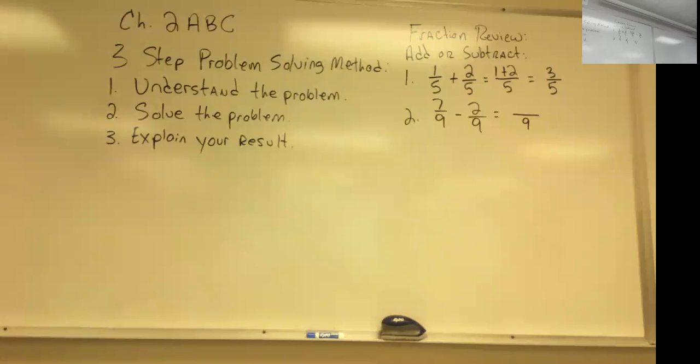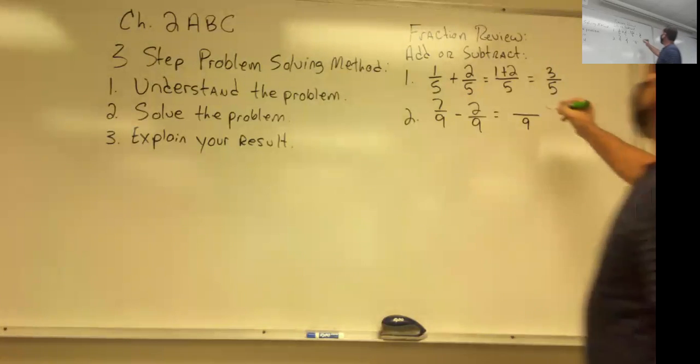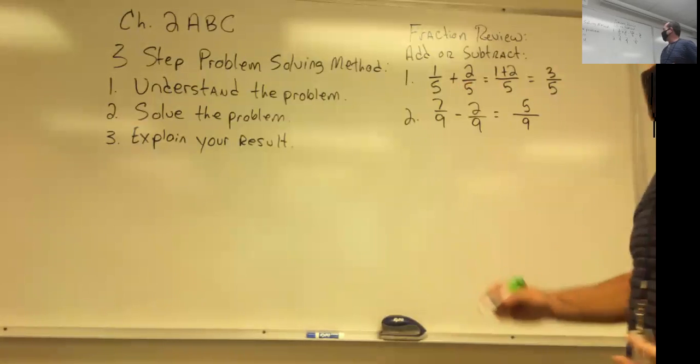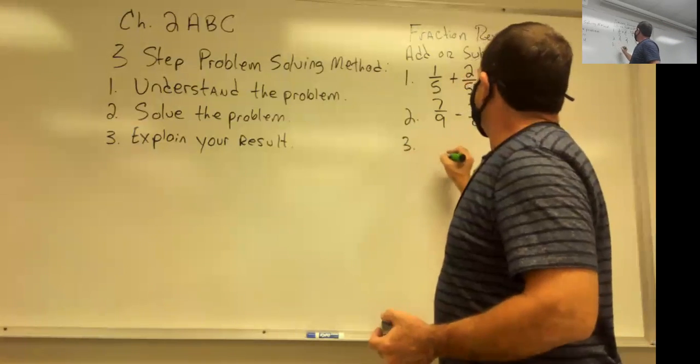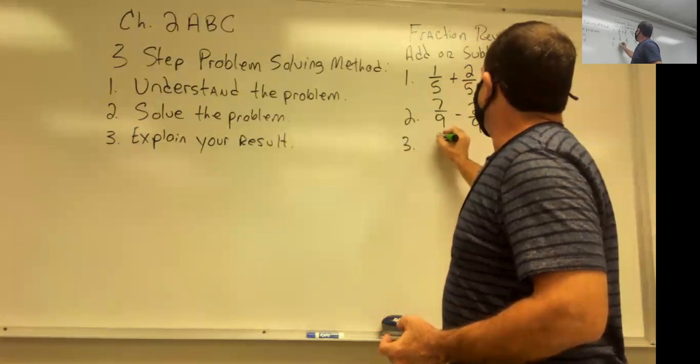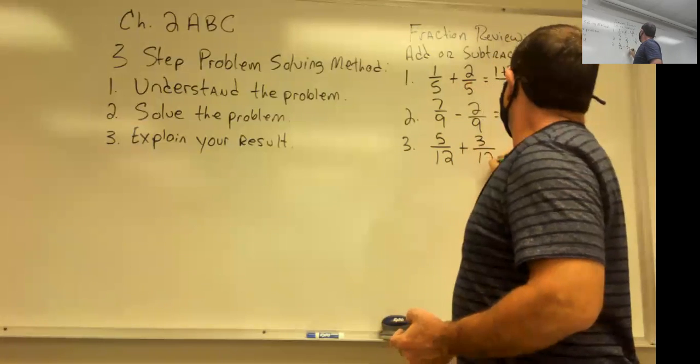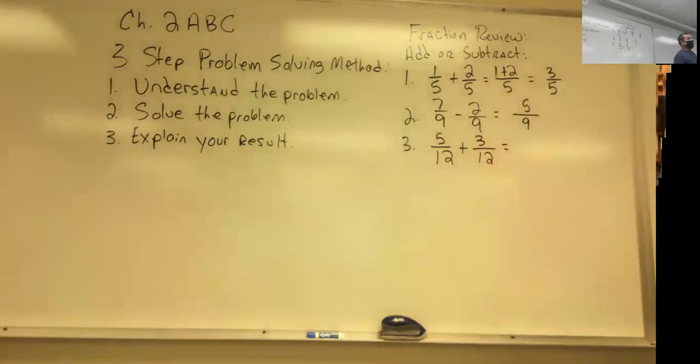So this one's going to be what? 5/9. If you're going to reduce that, it has to be both of them numbers. So let me show you something that you would reduce. So say I was working one of these, and I'll show you what I would have to reduce. How about if I had 5/12 plus 3/12?